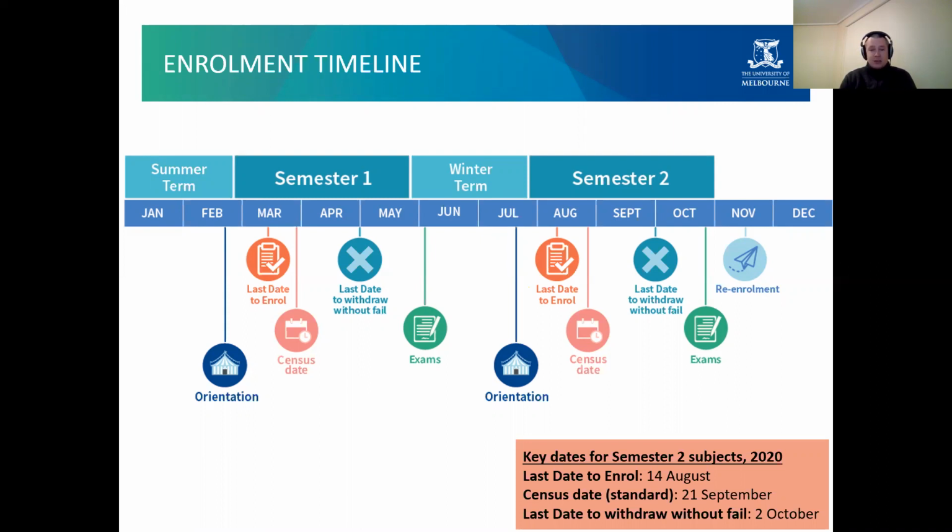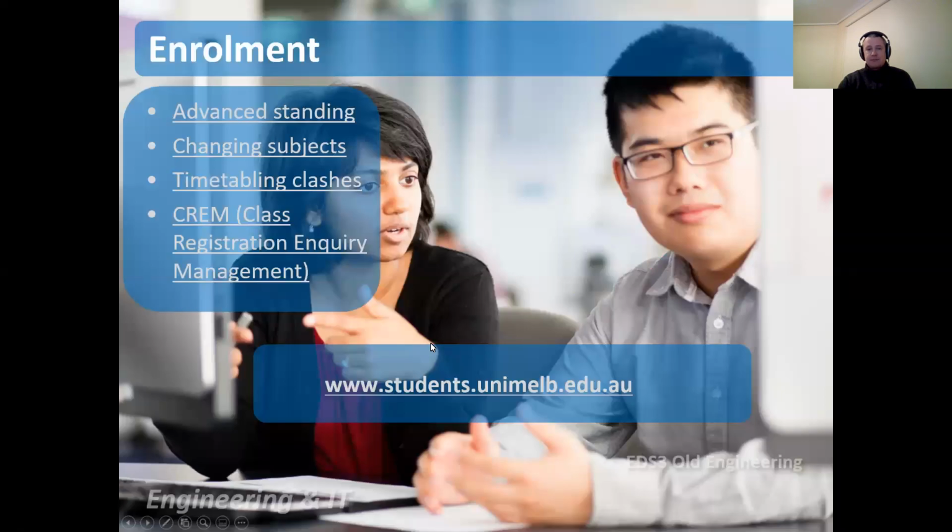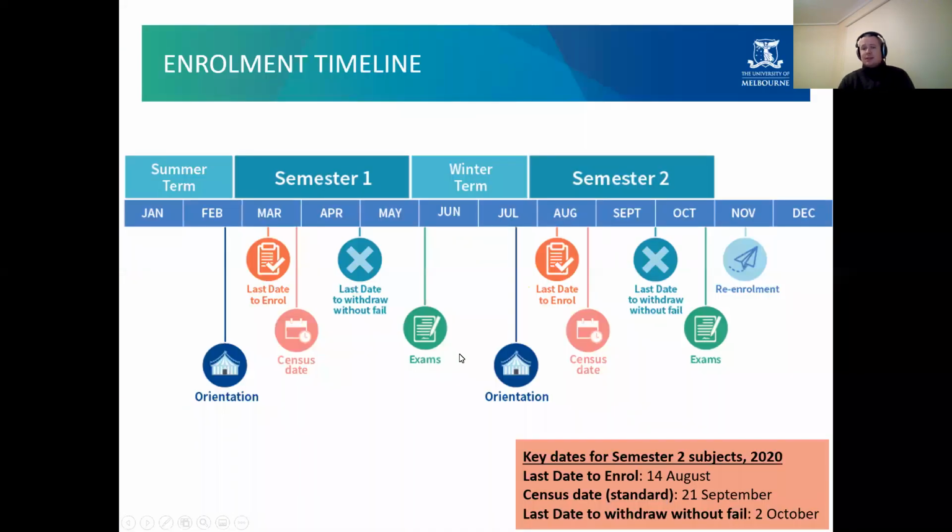The last day to withdraw without fail is October the 2nd. That means if you withdraw, you will have financial penalties, but you will not fail a subject, and it will not be shown up in your study plan as a failed subject. So these are the important days to keep in mind with respect to enrollment.